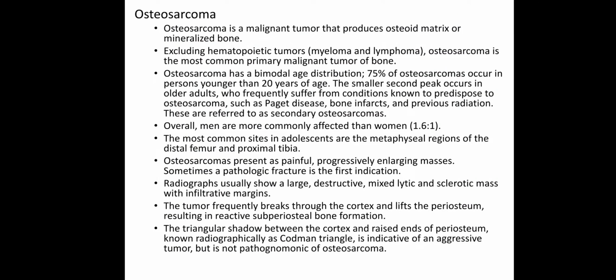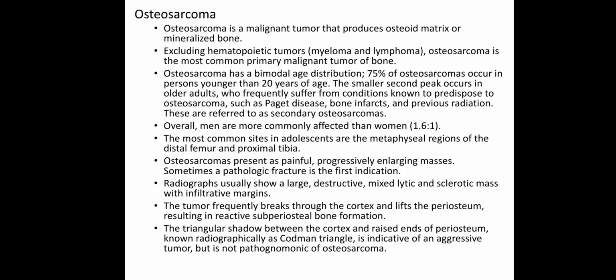Osteosarcoma is a malignant tumor that produces osteoid matrix، يعني تعطينا ماتريكس اللي هو متعظم or mineralized bone، يختلف عن الأوستيويد أوستيوما. Okay, excluding hematopoietic tumors اللي هي myeloma and lymphoma, osteosarcoma is the most common primary malignant tumor of the bone. It has a bimodal age distribution.